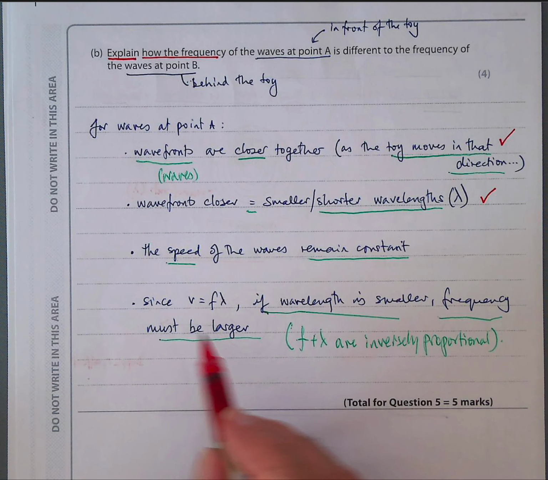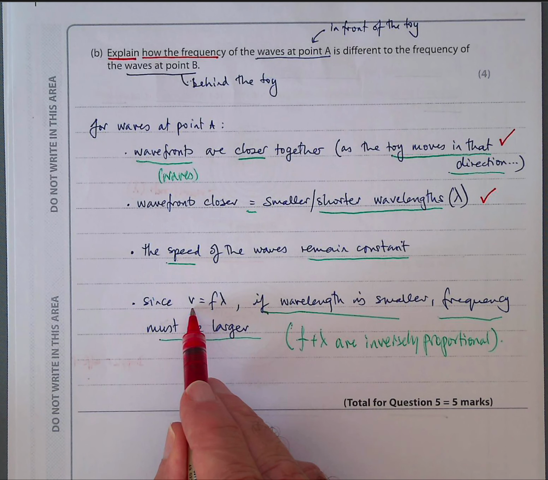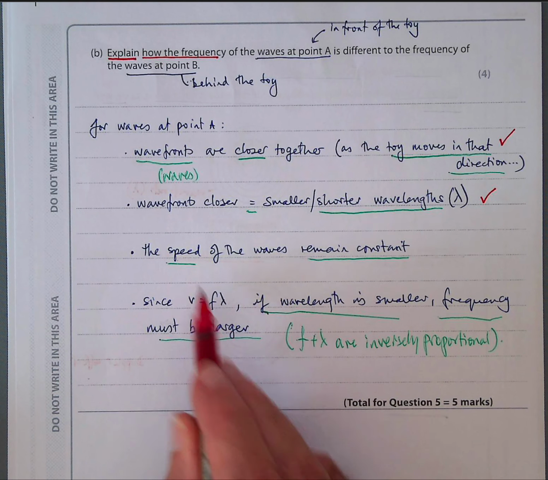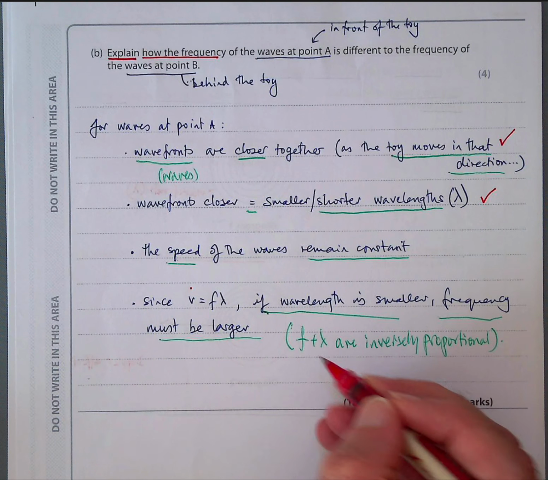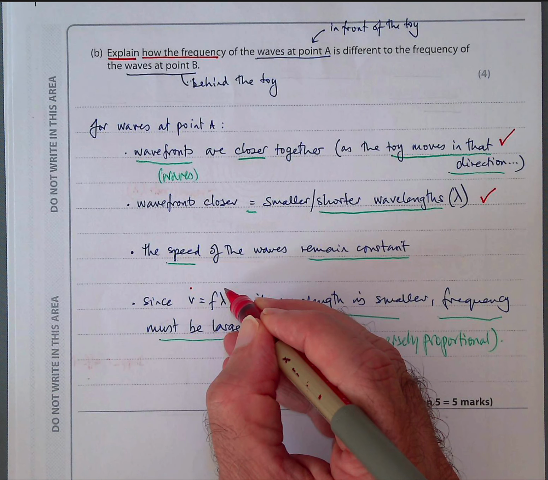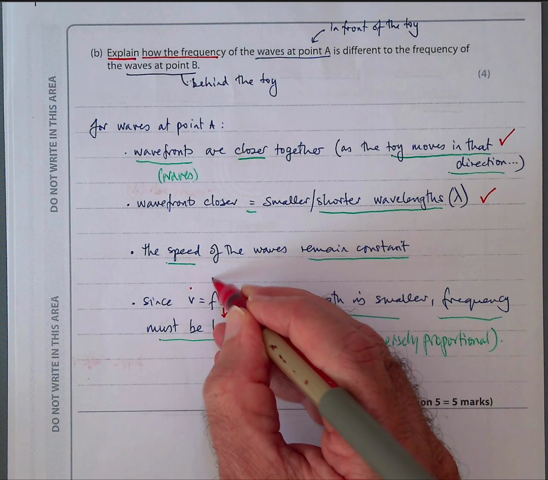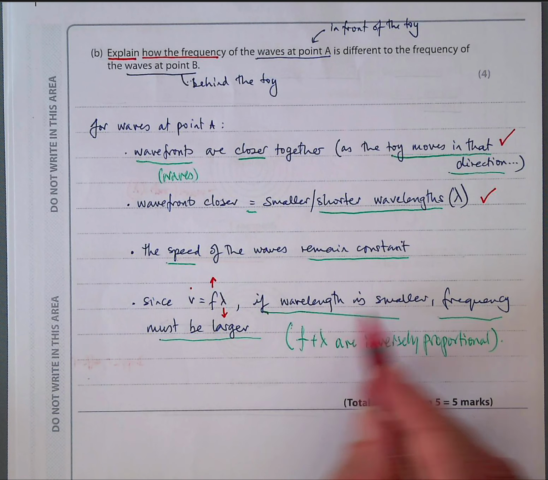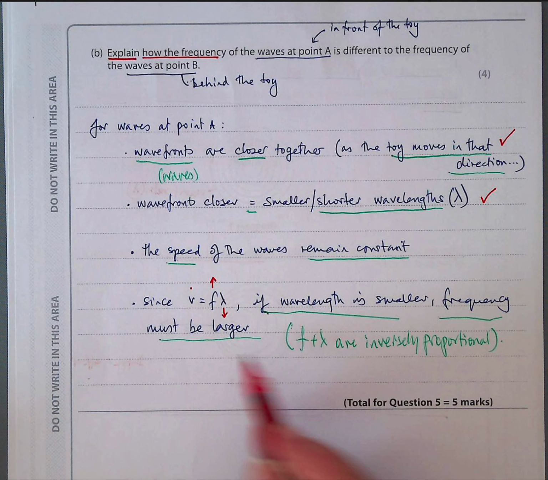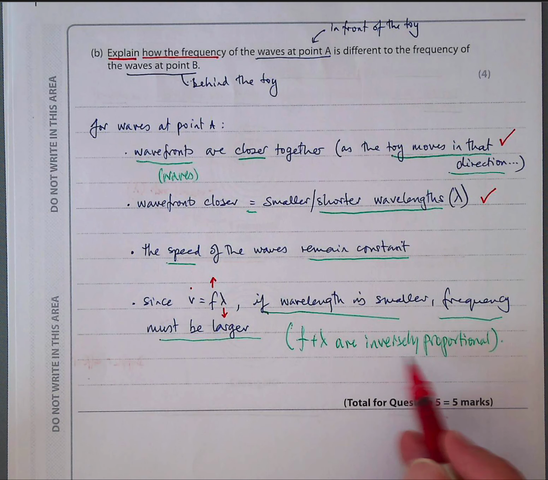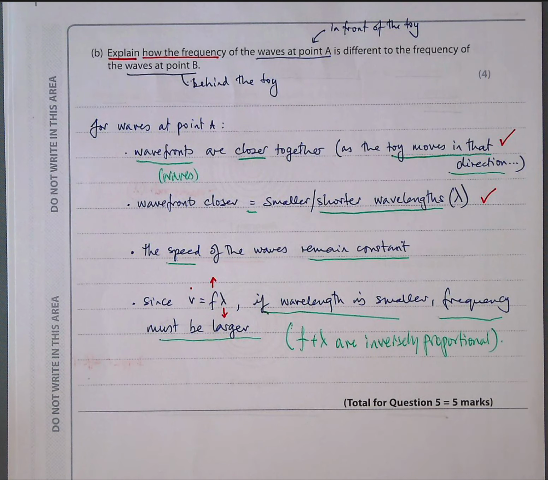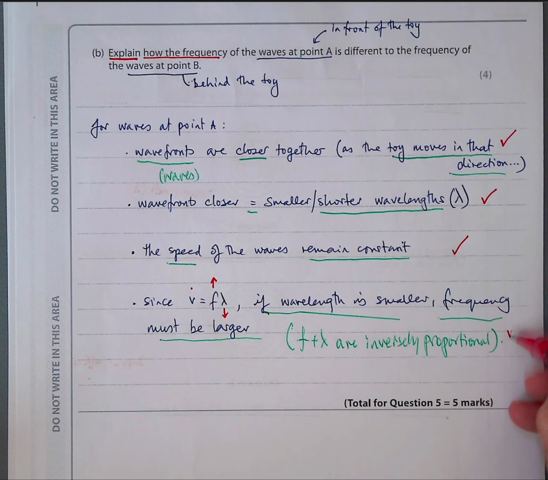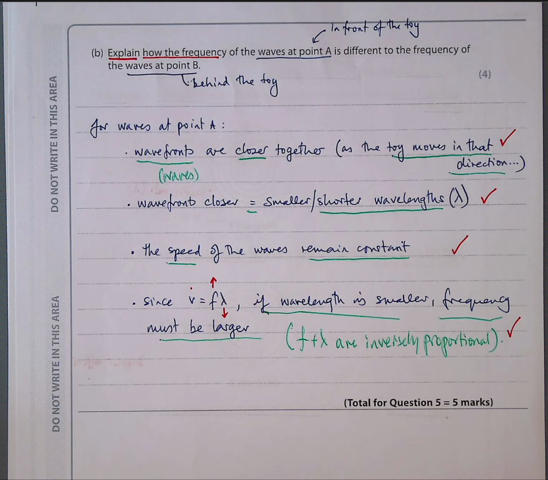Okay, so since we know that speed is equal to frequency times wavelength, and the speed doesn't change, so speed stays the same. If the wavelength gets shorter, that means the frequency must go higher. So if the wavelength is smaller, the frequency must be larger, because frequency and wavelength, you could say, are inversely proportional. Okay, and they multiply to give the same value. So that's how you get the 4 marks, breaking it down and showing you really understand the theory of this, which is called the Doppler effect. Okay.